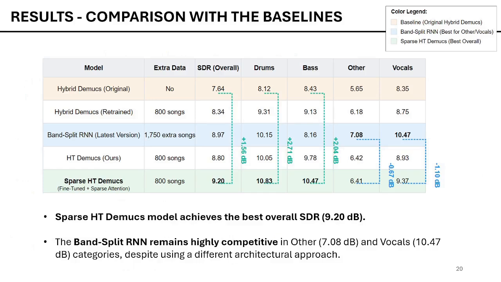As shown here, hybrid transformer demucs model with sparse connections achieves the best overall signal to distortion ratio of 9.20 decibel, demonstrating superior performance across categories. The researchers were able to increase the overall performance by 1.56 decibel in SDR compared to the baseline model. Meanwhile, the band-split RNN model remains highly competitive, notably excelling in the other category with 7.08 and vocals with 10.47 decibel, despite using a fundamentally different architectural approach.